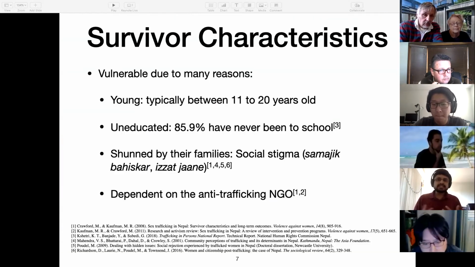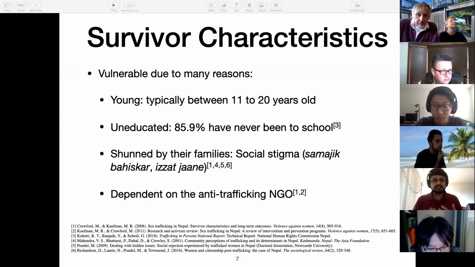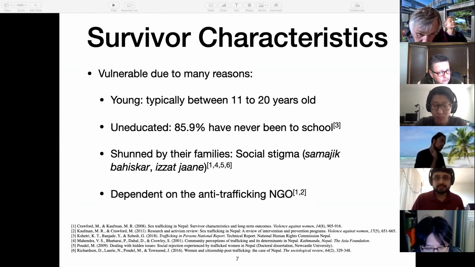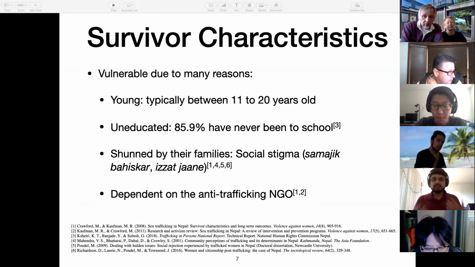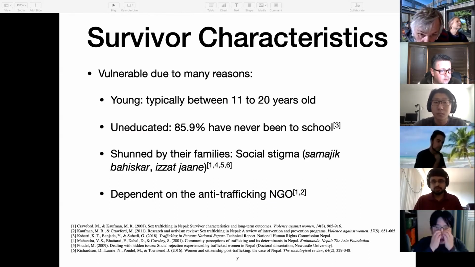Now, in Nepal's case, trafficking survivors are vulnerable due to a myriad of reasons. They're young, typically between the age of 11 and 20. Most are uneducated. In fact, the national report from 2018 estimated that 85.9% of trafficking survivors have never been to school. Many survivors are shunned by their families and have very limited sources of social support.